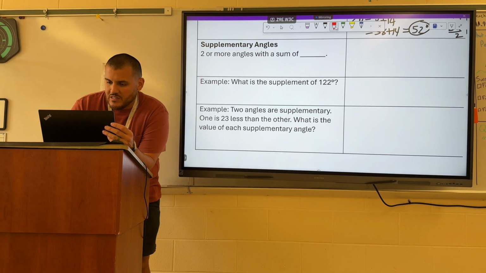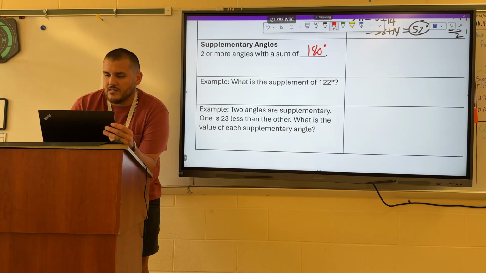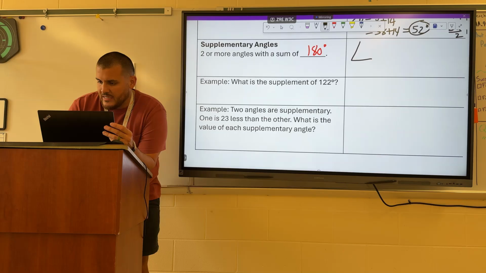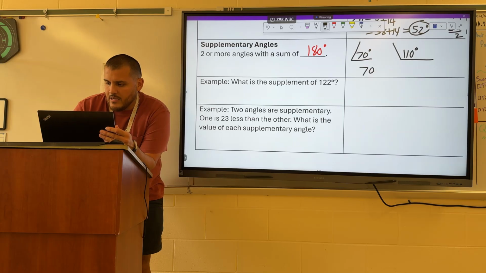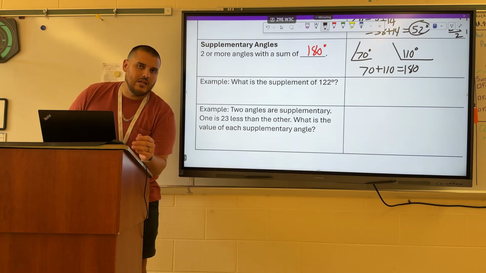Our next angle pair is supplementary angles. That's two or more angles with a sum of 180 degrees. So if I have an acute angle that's 70 degrees, an obtuse angle that's 110 degrees, those would be supplementary because 70 plus 110 equals 180 degrees.